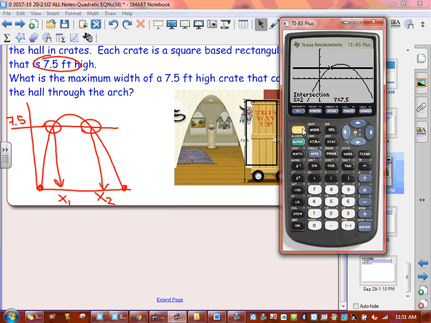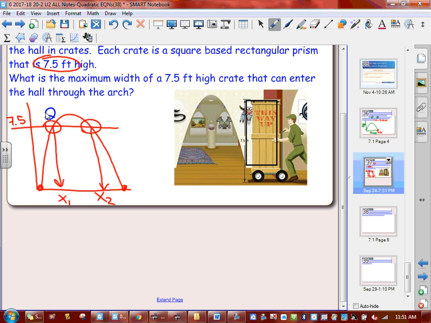Okay, now we're going to go to the next one. Second trace, number 5. Now we've got to move our cursor because it's still sitting on that other point. So you have to use your right arrow and move the cursor way over to the right. And now you're going to hit enter 3 times. And that one is 6. So the x numbers we get are 2 and 6.